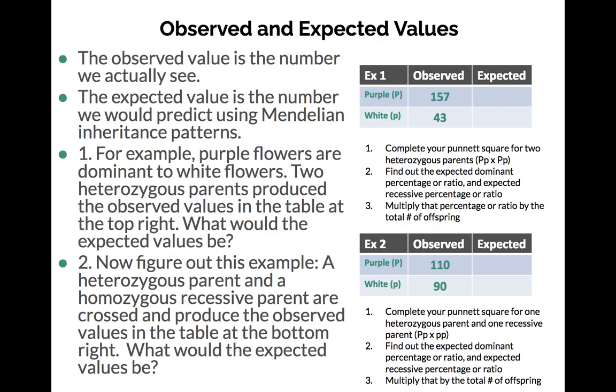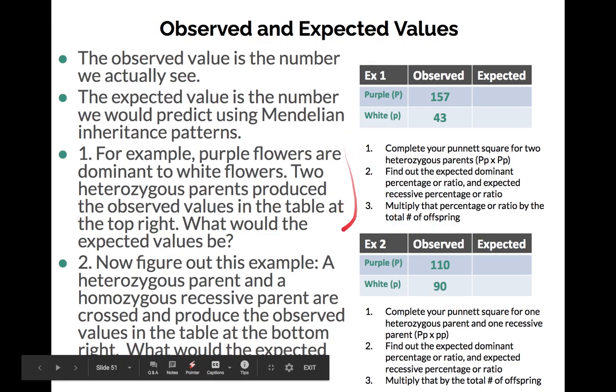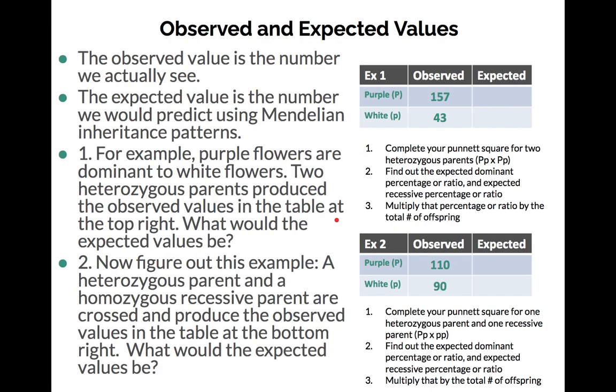So that brings us to our observed and expected values. The observed value is the number that we actually see, and the expected value is the number that we would predict using Mendelian inheritance patterns. So for example, we're going to go ahead and try this first one. Purple flowers are dominant to white flowers. 2 heterozygous parents produced the observed values in the table here. What would the expected values be? I want you to try this on your own before skipping ahead.